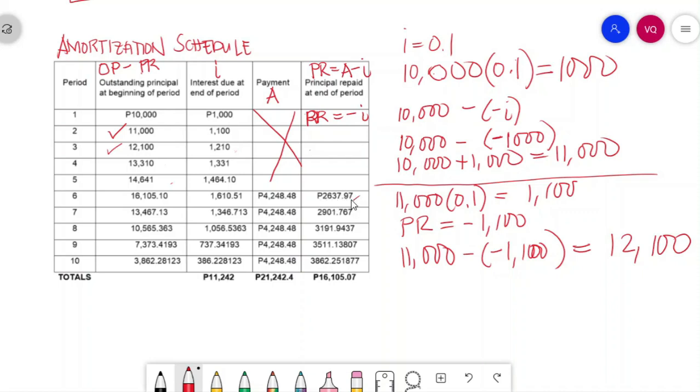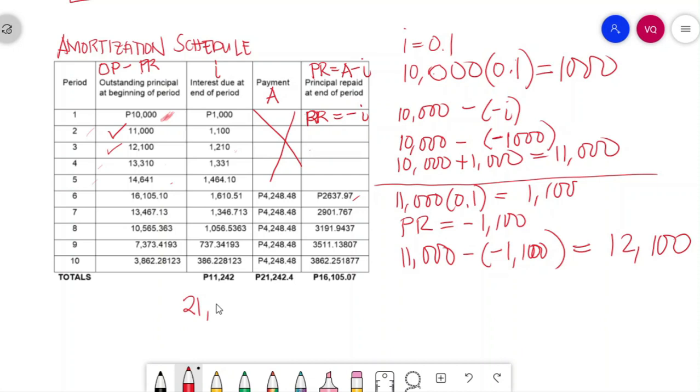This value, we will subtract it from our present value of the outstanding principal to get the next value. So 16,105 minus 2,637, that is equal to 13,467.13, and so on and so forth hanggang matapos yung payment 10. And then get the total of the interest and the payments. Ito. And also the principal repaid at the end of the period. So we will try to subtract the total annuity, which is 21,242, to the total of the interest due, which is 11,242.